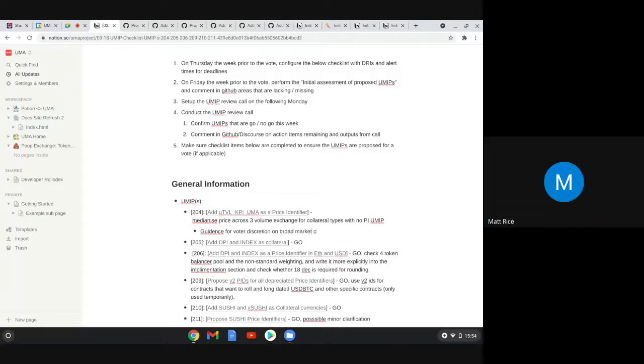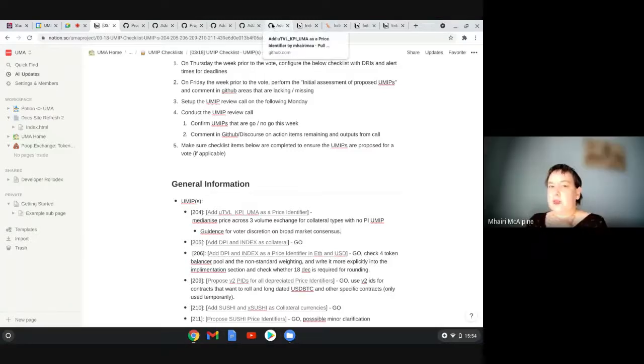But yeah, as Sean said, it should be in other UMIPs. And we can even make the language stronger for this UMIP because we think there's a higher risk of manipulation. Yep. Sounds good.